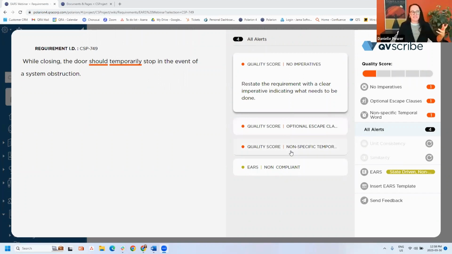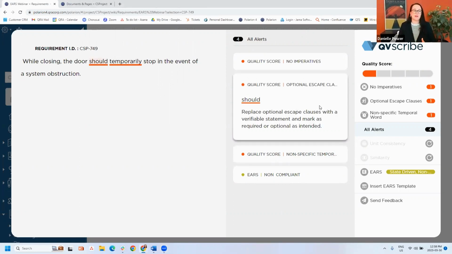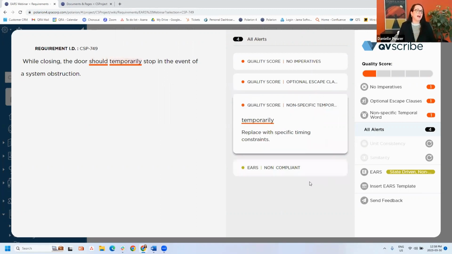As I mentioned, there are some problems here. We don't have an imperative. We're saying "should", which is not clear that this needs to be done, and it's an optional escape clause. So we're not saying that this is actually marked as required. And we have a non-specific timing constraint, "temporarily". What does that actually mean? We need to be more clear and specific. But when we look at this one, we're saying while closing, the door should temporarily stop in the event of a system obstruction.